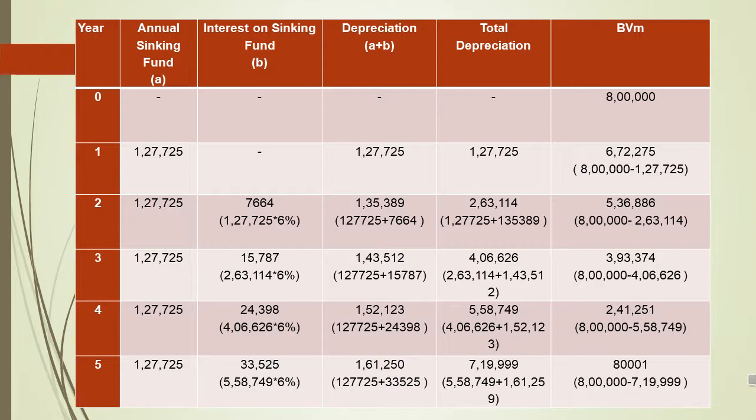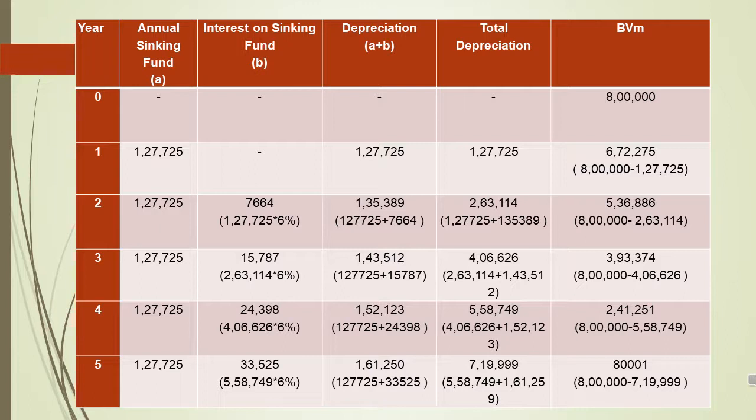Next I am going to calculate total depreciation for the third year. So A plus B plus the total depreciation of the second year. A plus B is 1,43,512. I'll add it with the total depreciation of the previous year, that is 2,63,114. Next I'll calculate BVM, 8 lakh minus 4,06,626. I'll subtract it from 8 lakh. I'll get 3,93,374.